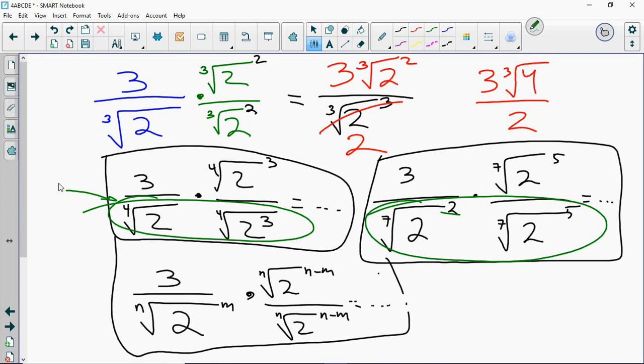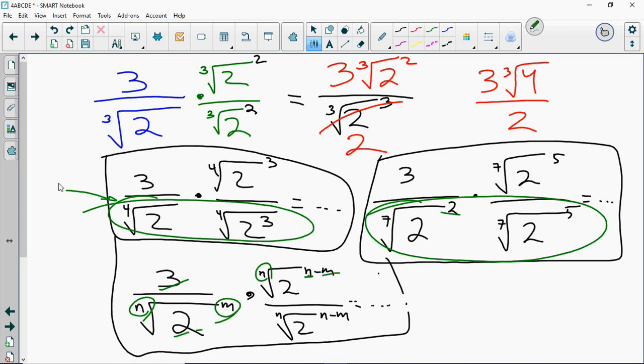If you're looking for a generalized formula for this, you can look down below. Obviously, the 3 and the 2 are just two arbitrary numbers. They could really be anything. But whatever type of root we're taking and whatever exponent it's raised to, we need to multiply by the same type of root, of course, and then raise to the power of that root minus whatever that other number was.